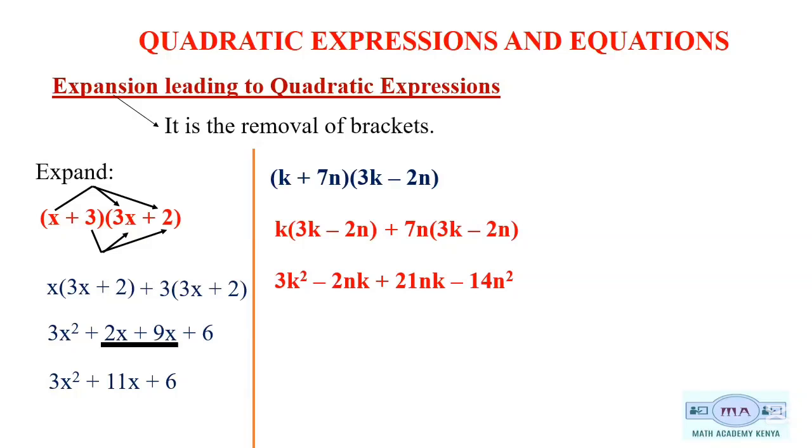So we can see that negative 2nk plus 21nk, they are like terms. So if they are like terms, negative 2nk plus 21nk gives us 19nk. So you end up with 3k squared plus 19nk minus 14n squared. So we have done what we call expansion.